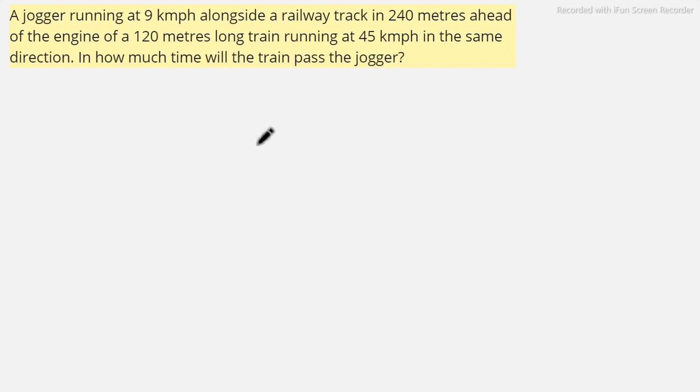So the next question is: a jogger running at 9 km per hour alongside a railway track is 240 meter ahead of the engine of a 120-meter long train running at 45 km per hour in the same direction. In how much time will the train pass the jogger?